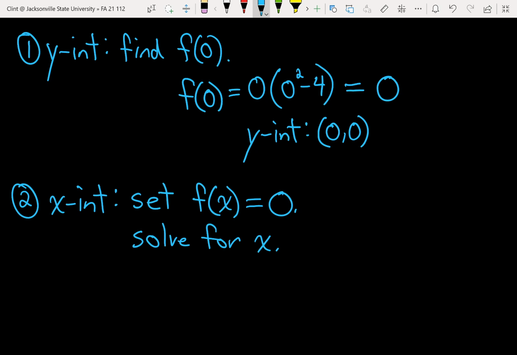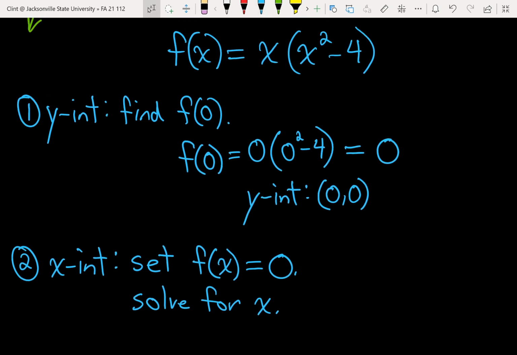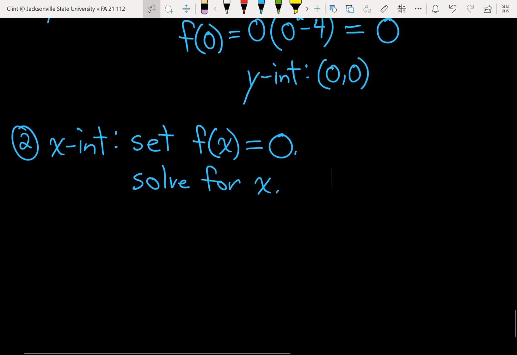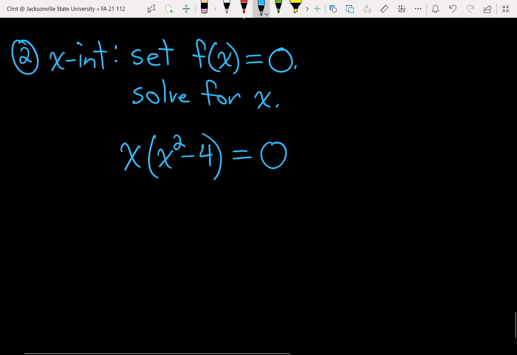On a lot of these, it's going to be easy. This one's not bad either because it gives us the function in factored form, so it's already factored. So all we have to do is set each factor equal to 0. Okay? So the factoring is usually the hard part of that. But that part's already done for us here. So our function was x times x squared minus 4. So I'm going to set that equal to 0. And since it's already factored, we can set each factor equal to 0.